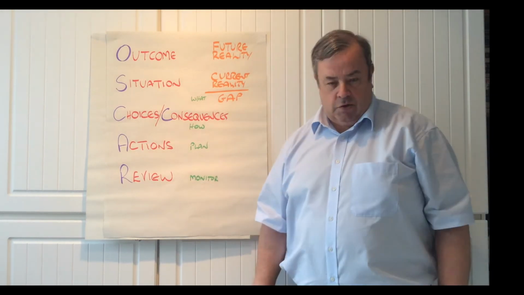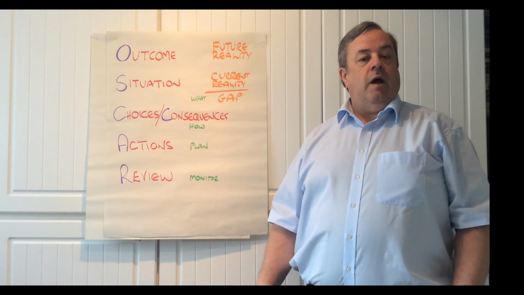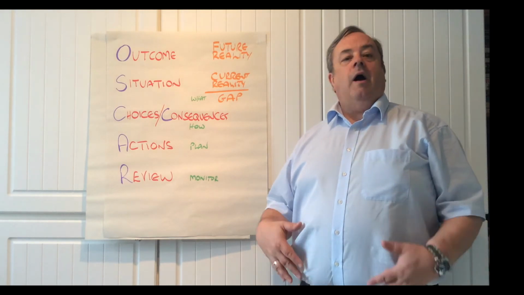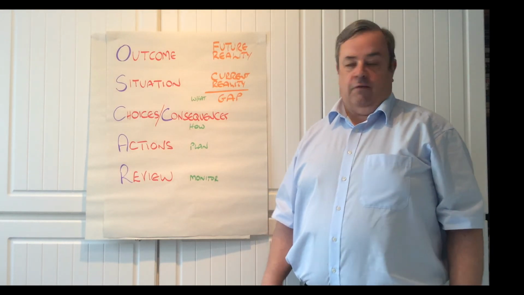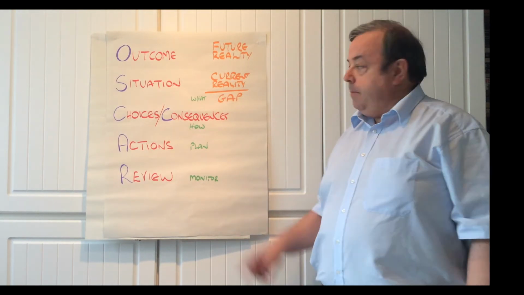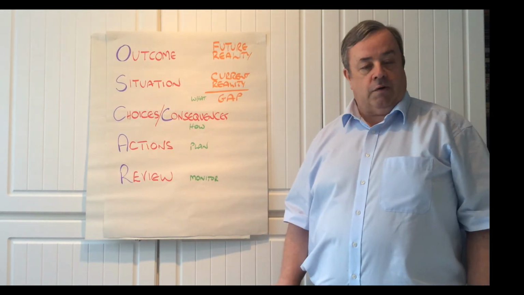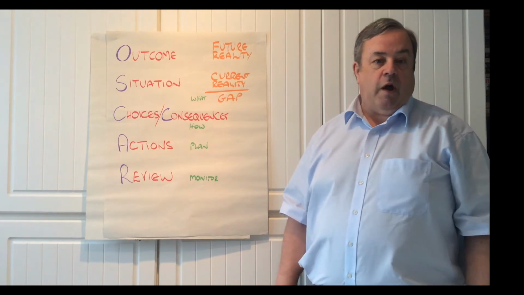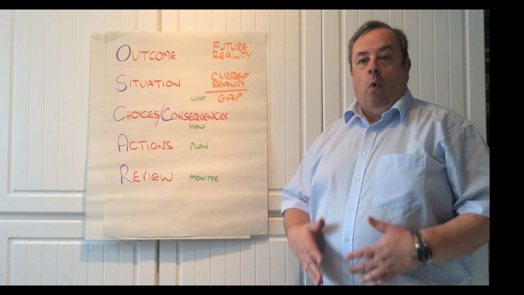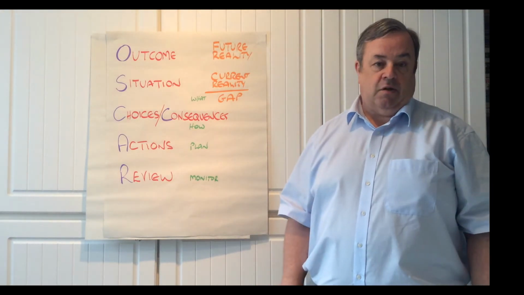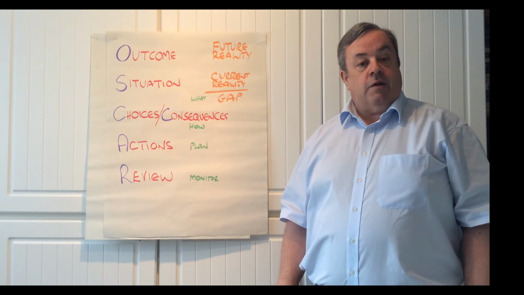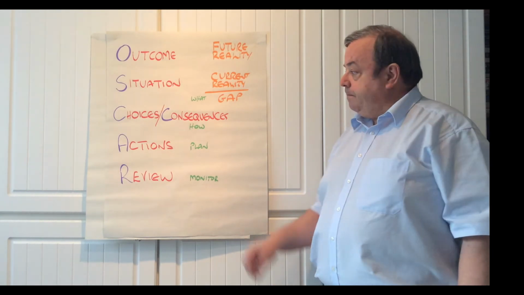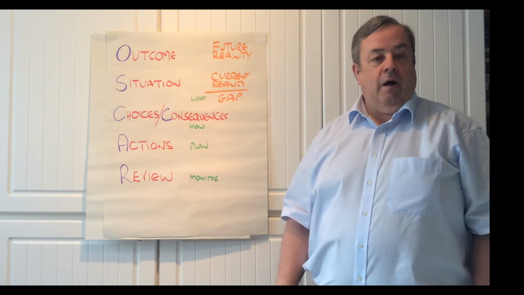This then takes us to C, choices and consequences. What are the choices that the individual has to fix this gap? What could be some of the consequences? What are some of the constraints? What is the risk? What is my competence to take on this new way of working? And then that brings us to actions.